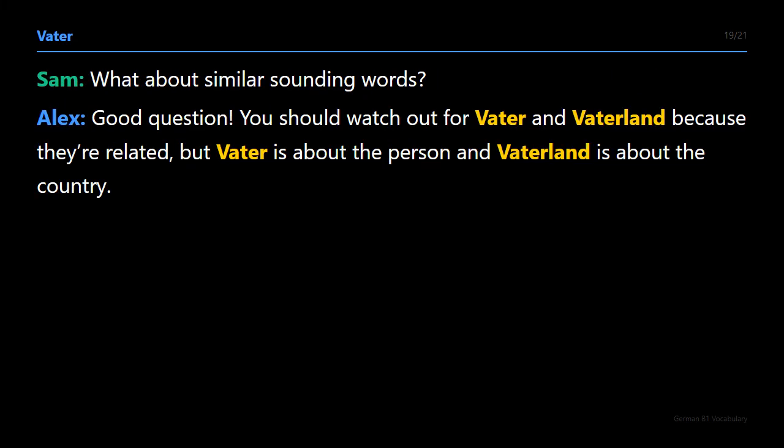What about similar sounding words? Good question. You should watch out for Vater and Vaterland, because they're related, but Vater is about the person and Vaterland is about the country.